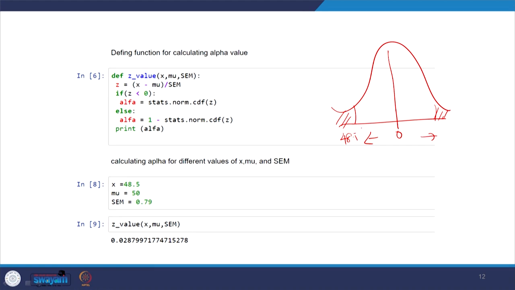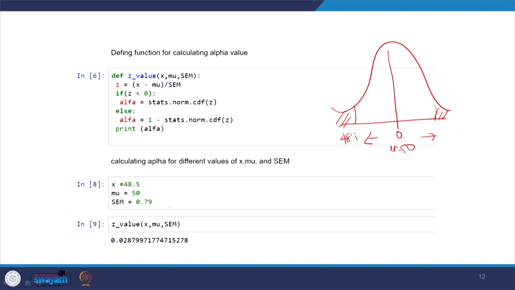So, x is 48.5, and mu, for a standard normal distribution, is 0, but at present we are taking mu equal to 50, because after converting to the z scale it will become 0. The standard error of the mean is sigma by root n, which is 0.759. Now we will call the function which we have defined. So, for the z value, we have to give the value of x, because that function is defined: 48.5, mu is 50, and the standard error of the mean.